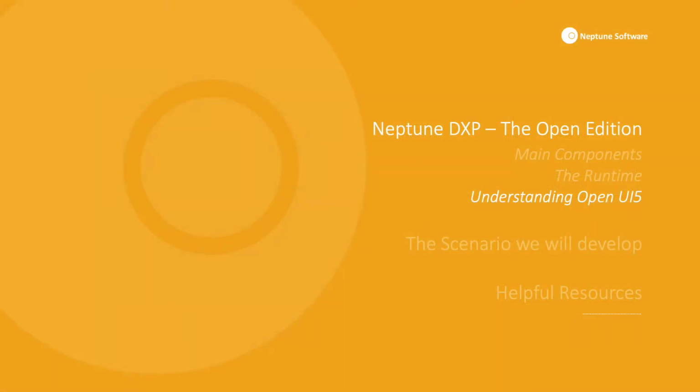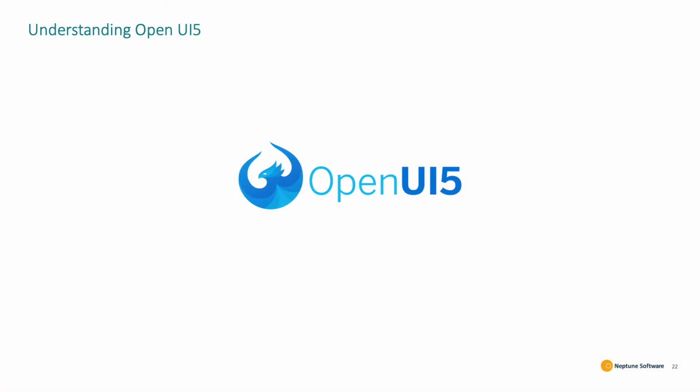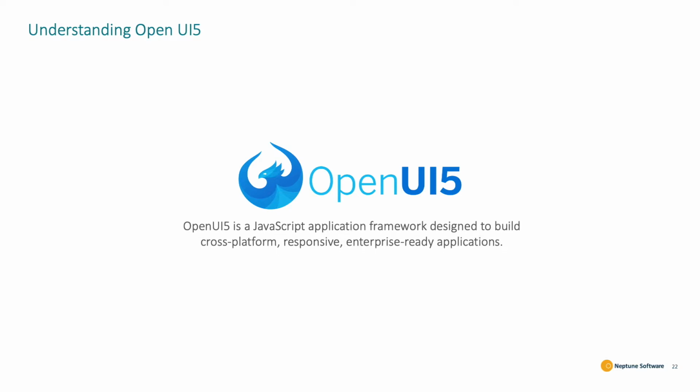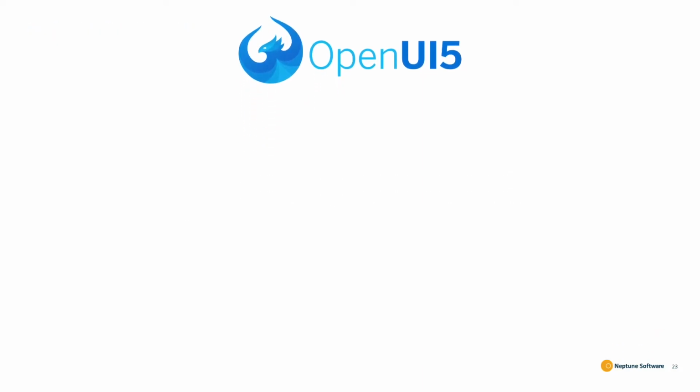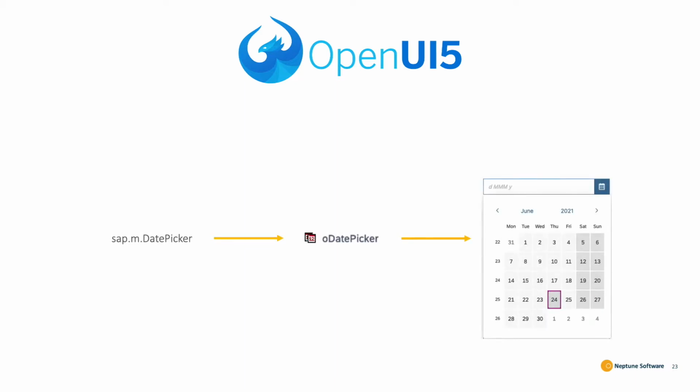Now let's understand the OpenUI5 framework. OpenUI5 is used as the foundation for all the UI components and their functionalities. For example, here we can see the name of the component, sap.m.datePicker, which in the application designer will be named oDatePicker by default. On the page, this component is an input field that, when clicked or tapped on, will open a calendar that allows the user to select a date.